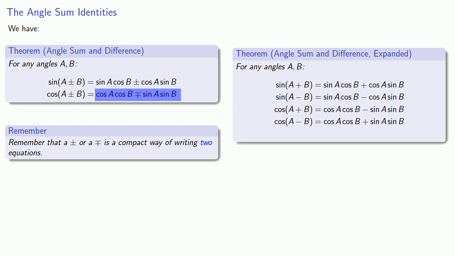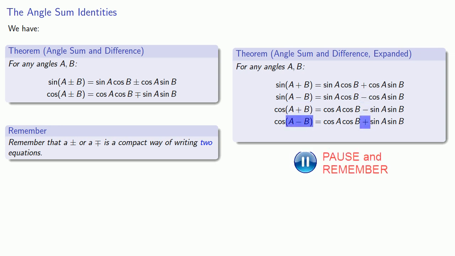These identities are important enough that they are one of the few things that you should definitely memorize, and here's a couple of important tricks to help you. First, the sine identity: if it's A plus B, it's plus. If it's A minus B, it's minus. Cosine switches. A plus B gives you the minus. A minus B gives you the plus.